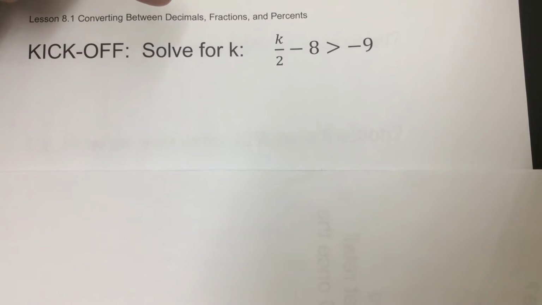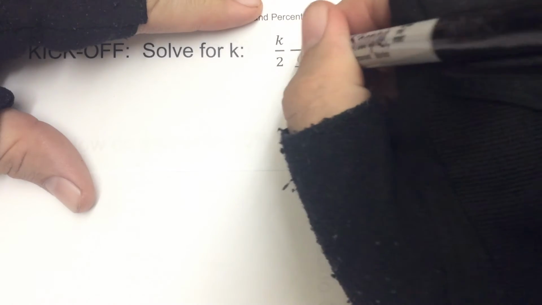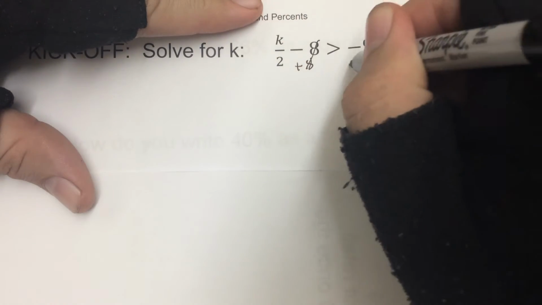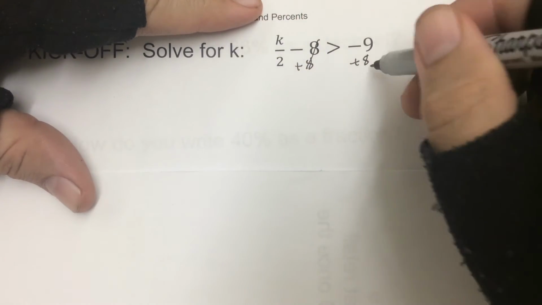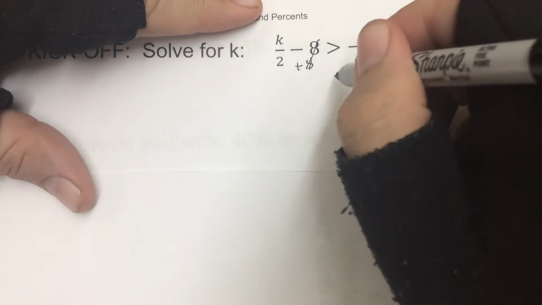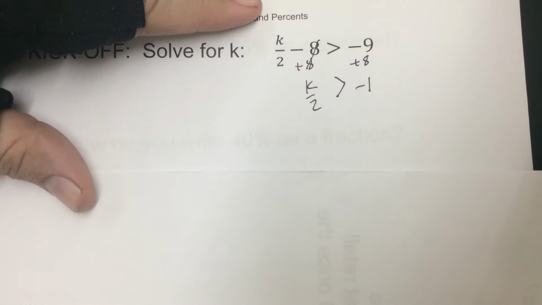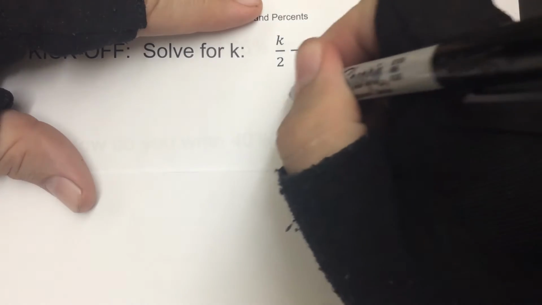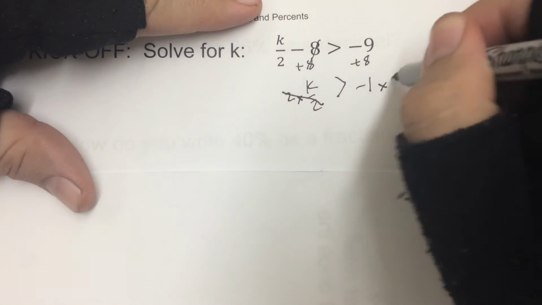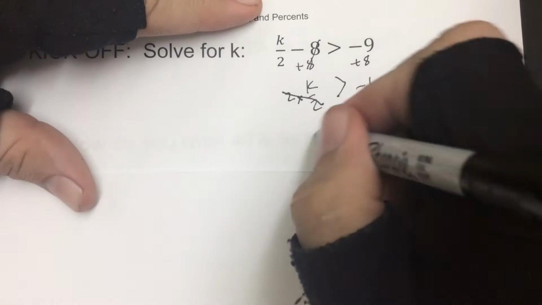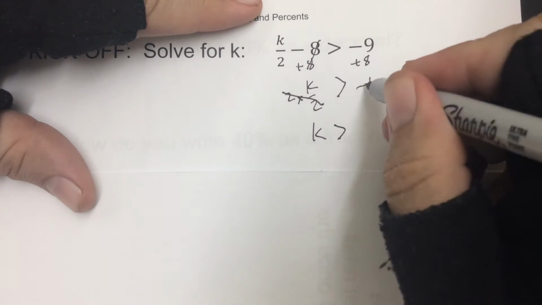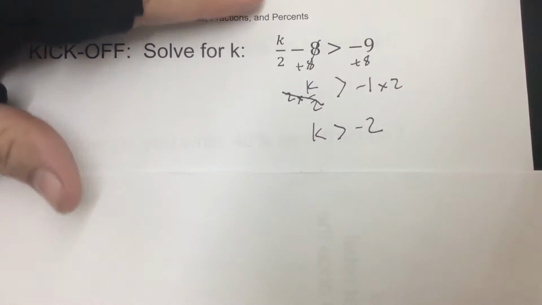Remember, we were solving for the unknown variable here in this inequality. So, first thing we're going to do is get rid of this 8. So, if it's minus 8, we're going to add 8 to both sides. It cancels on that side. Negative 9 and 8 makes it a negative 1. We bring our sign down. K over 2 means divide, so opposite of divide is going to be times. So we're going to times by 2 on both sides to cancel that left side out. So K would be bigger than negative 1 times 2 is negative 2.